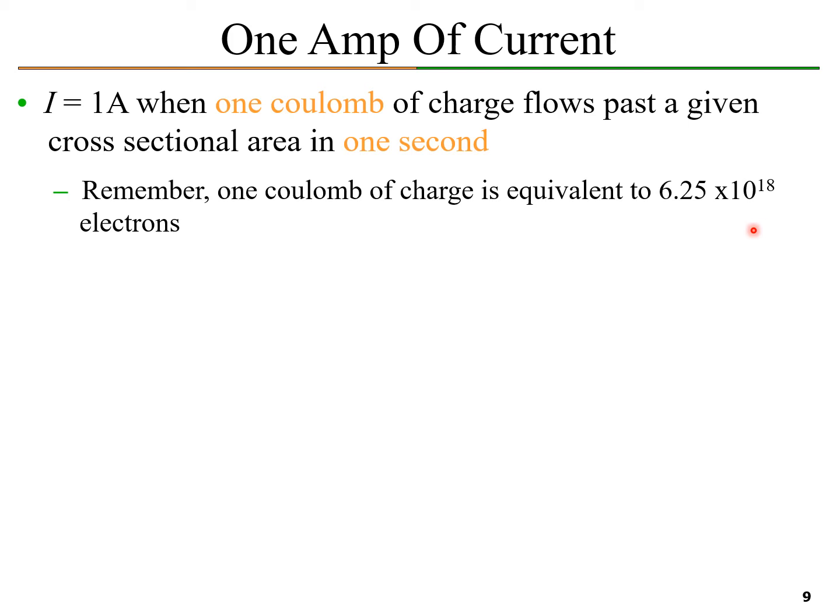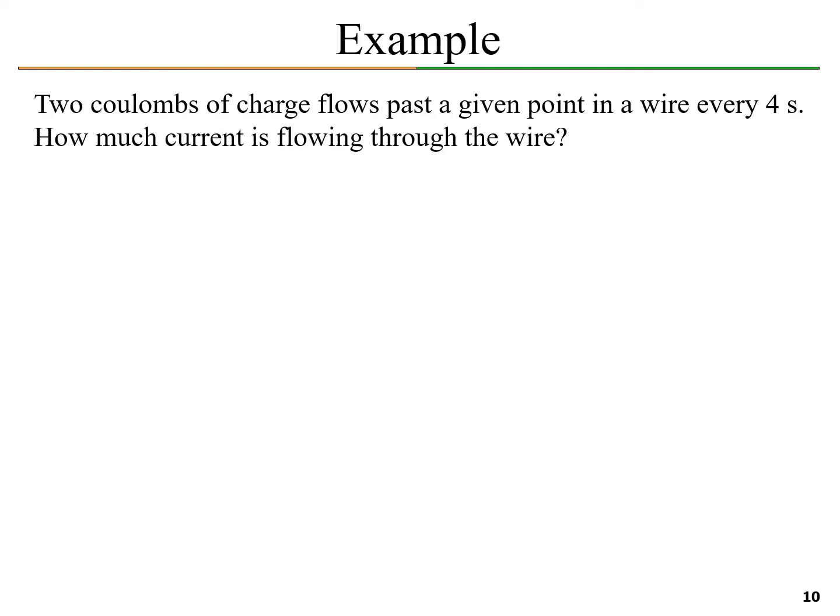Now 1 amp is not a trivial amount of current. That is a non-negligible amount. An example, let's say we have 2 coulombs of charge that flows past a given point in a wire every 4 seconds. How much current is flowing through the wire?